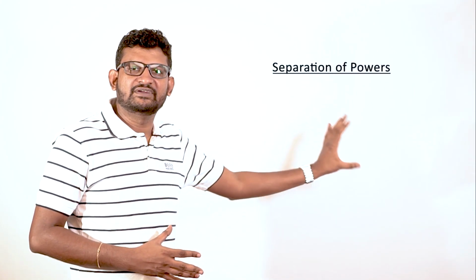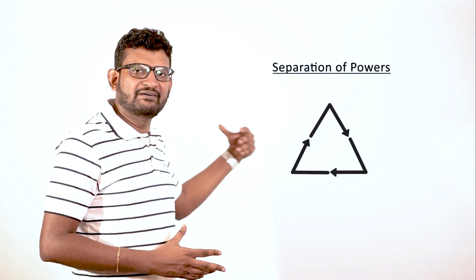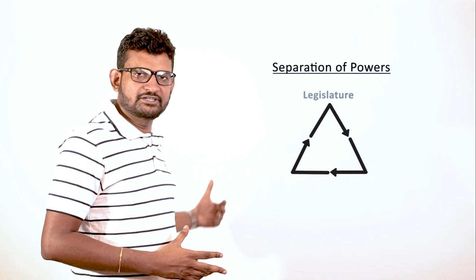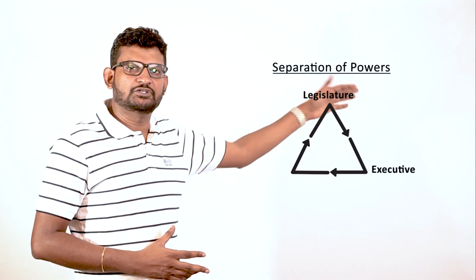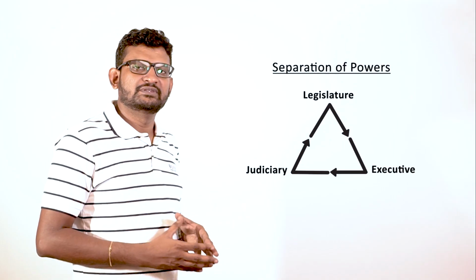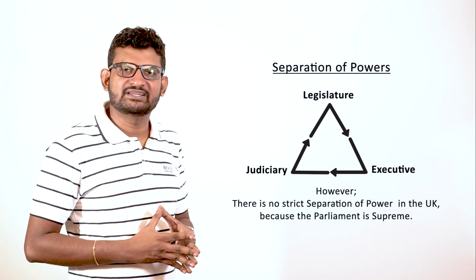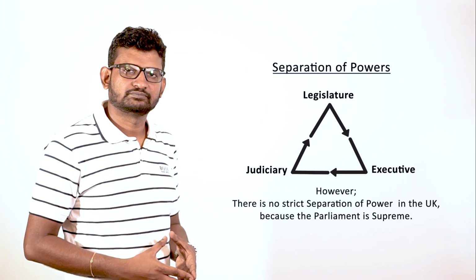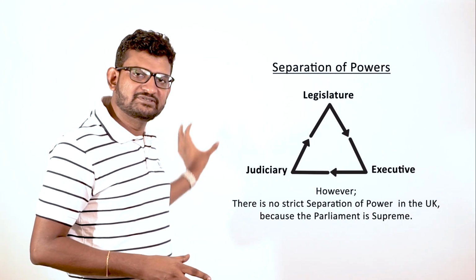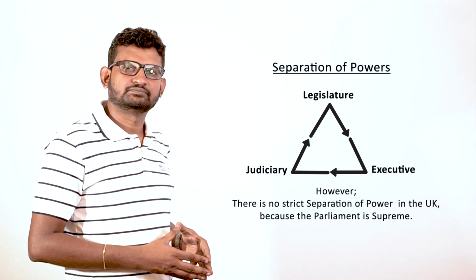So again, there is a separation of power between these organs. There is separation of power between the legislature, the executive and the judiciary. But in the UK, there is no strict separation of power when compared to the US, especially because obviously the parliament is supreme.